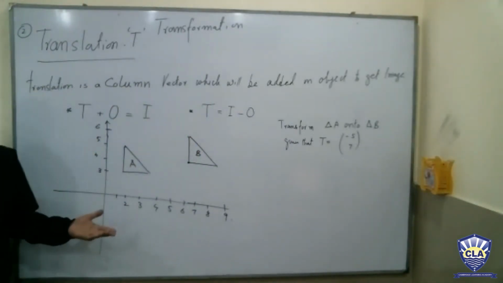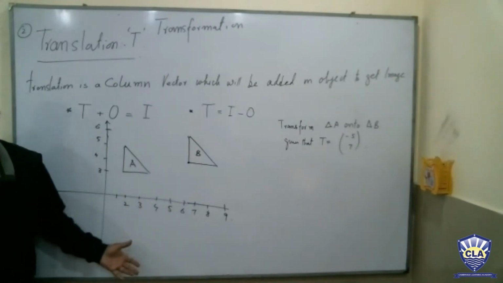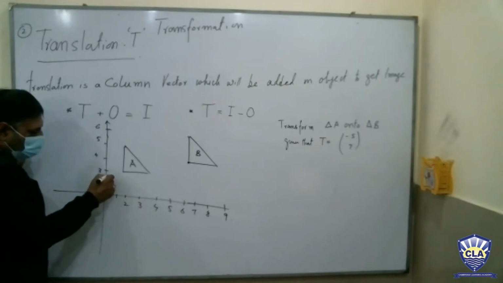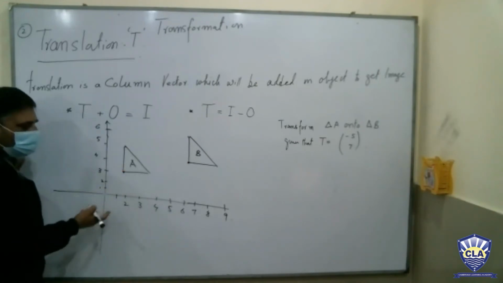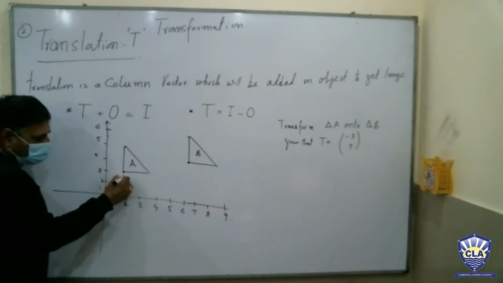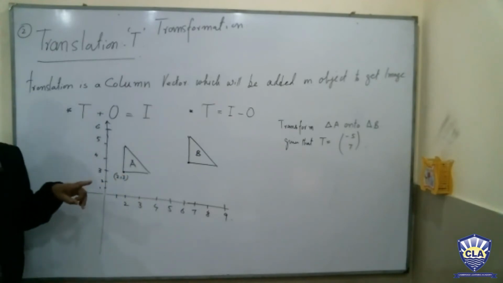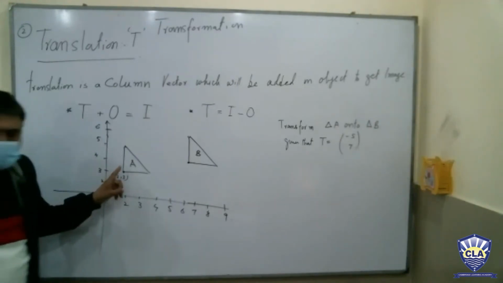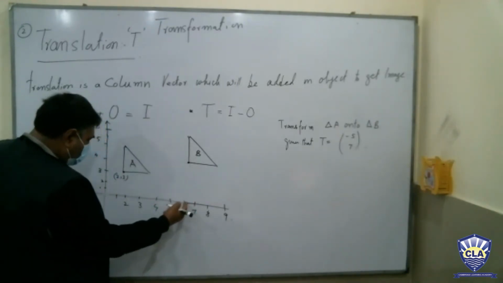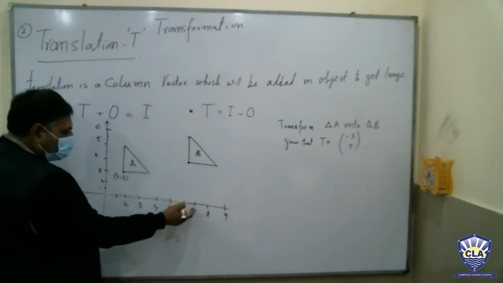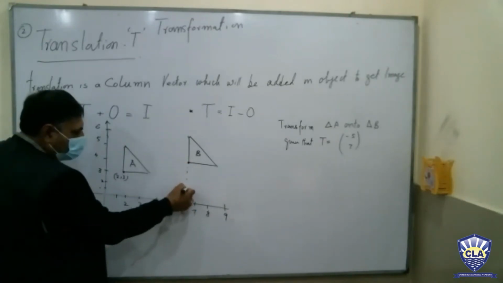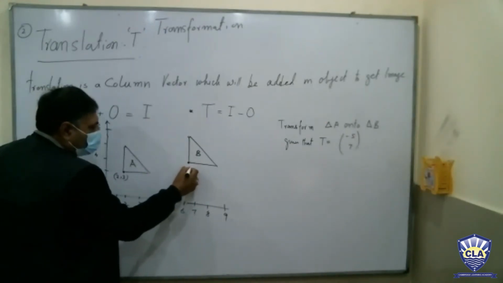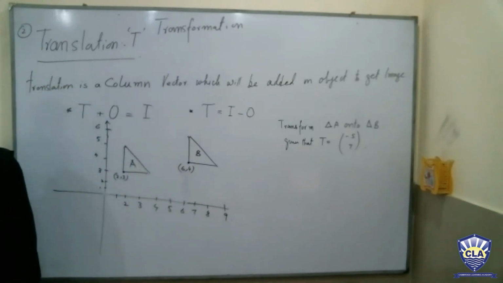On graph paper, you can calculate these points. The point (2, 3) is transformed onto (6, 4), and this other point is transformed onto (7, 6). Am I right? Yes, sir.